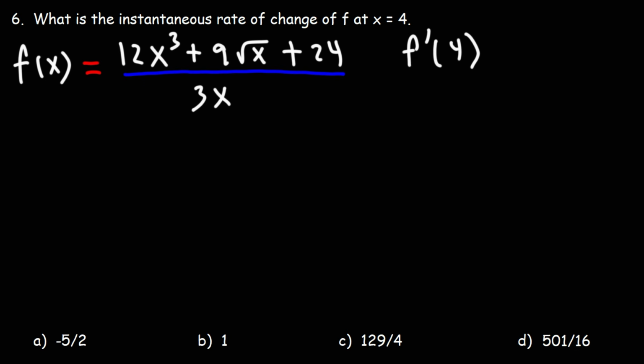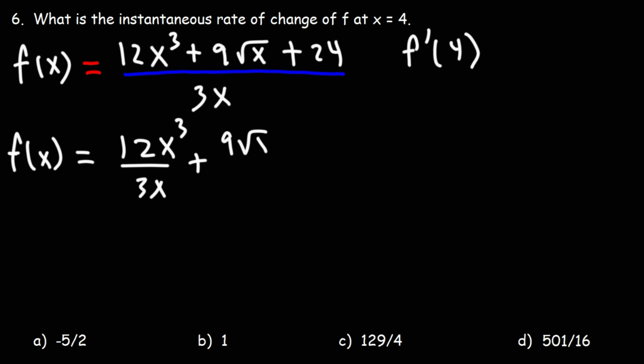So in this problem, we have a trinomial divided by a monomial. For this particular situation, it's better if you simplify before you find the derivative. So before we find f prime of x, what we need to do is take each term and divide it by 3x. So we're going to break up this one fraction into 3 smaller fractions.